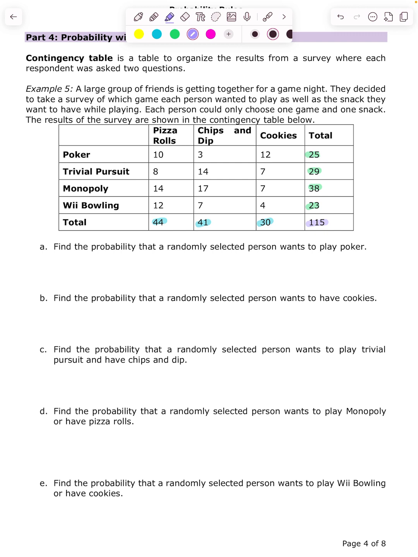The number in the bottom right corner is the total number of people that were surveyed. You can find this number by either adding up the total column or by adding up the bottom row. You do not do both, pick one or the other.